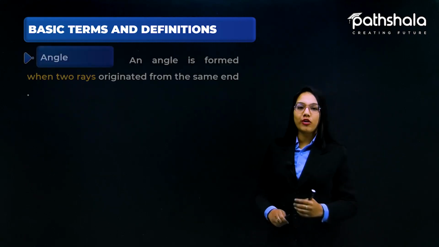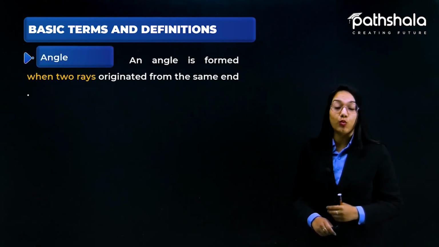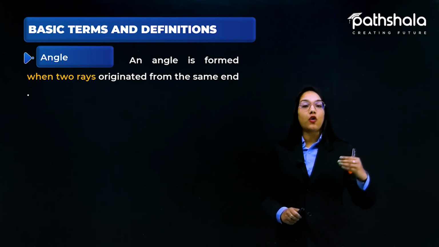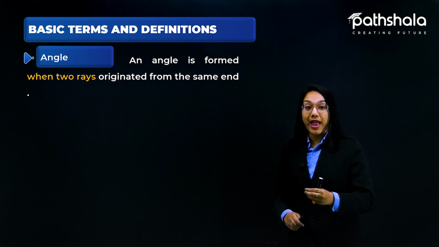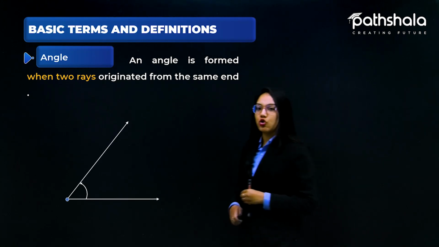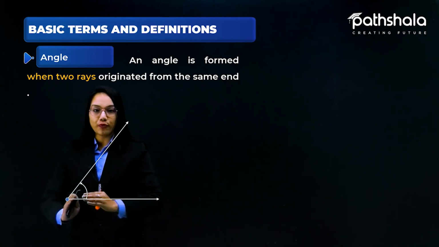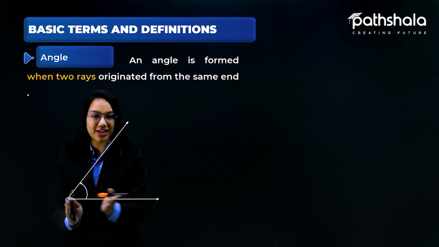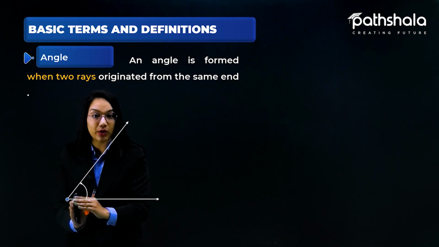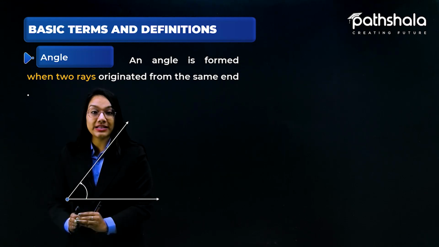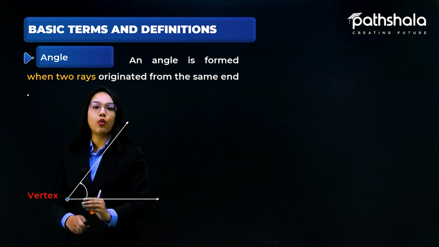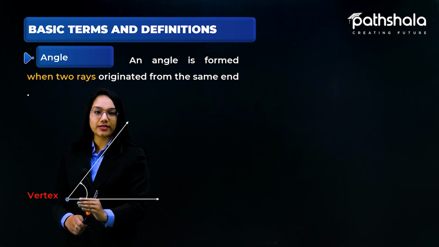Now let's move on further and talk about the angle. What is an angle? An angle is formed when two rays originate from the same end. So from this end, these two rays are originated, and hence this end is called a vertex.